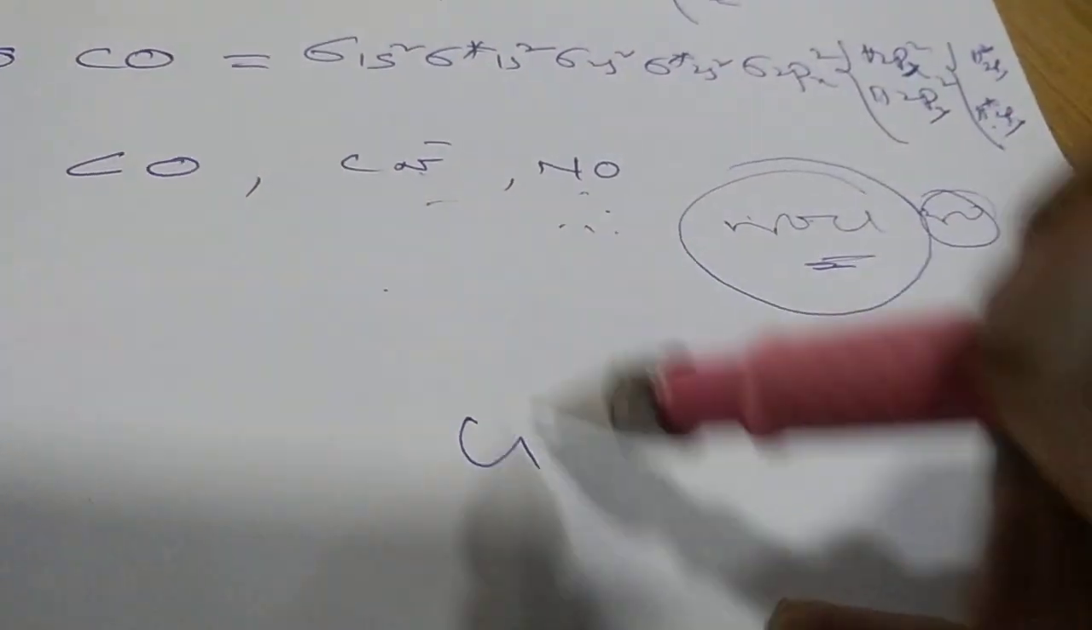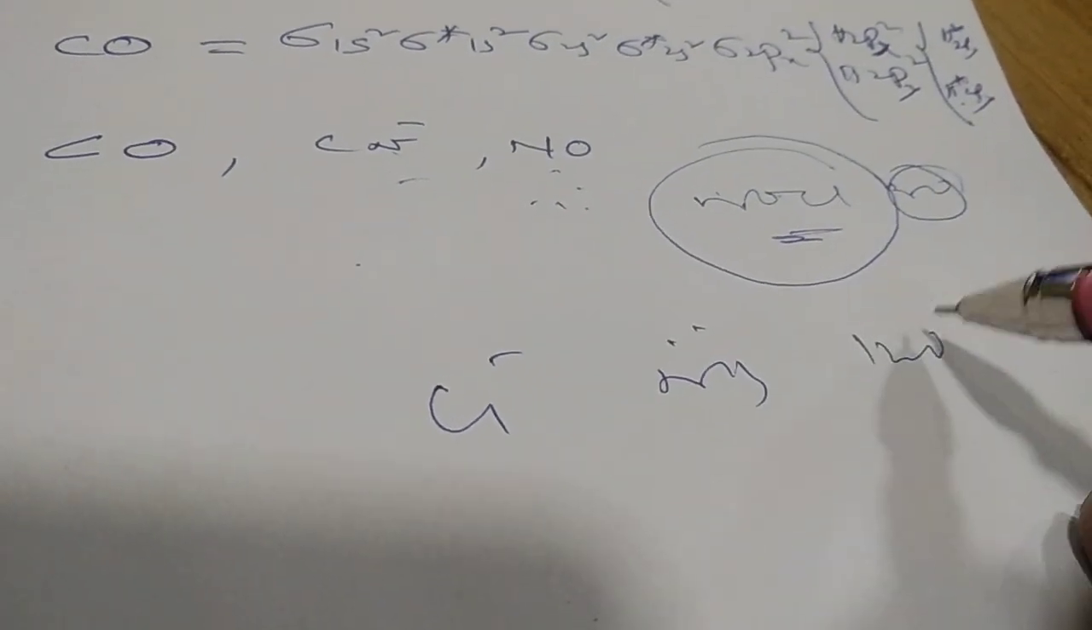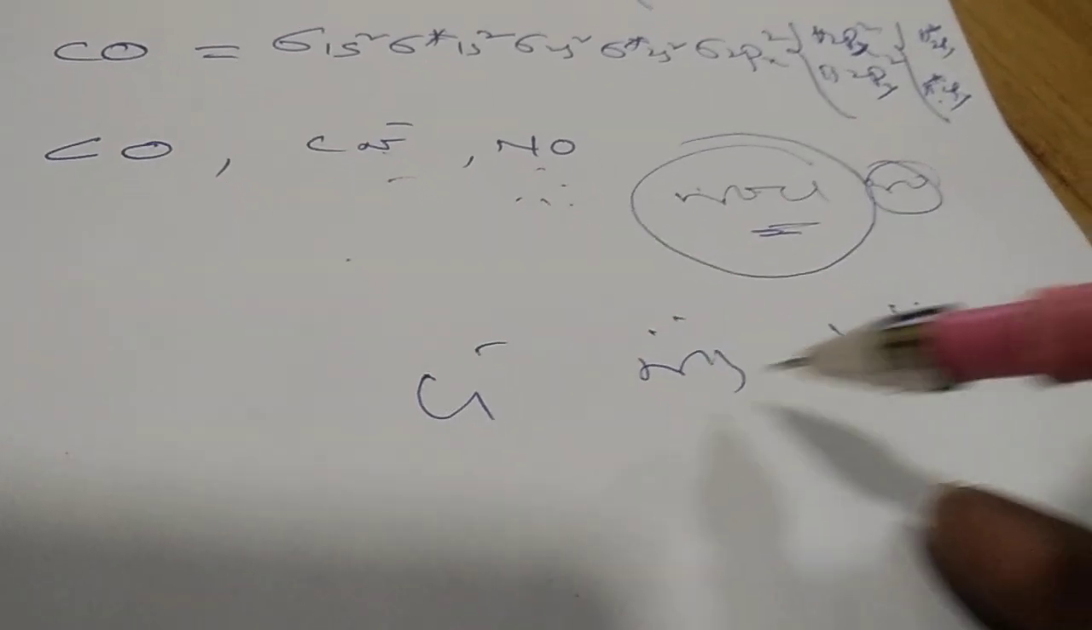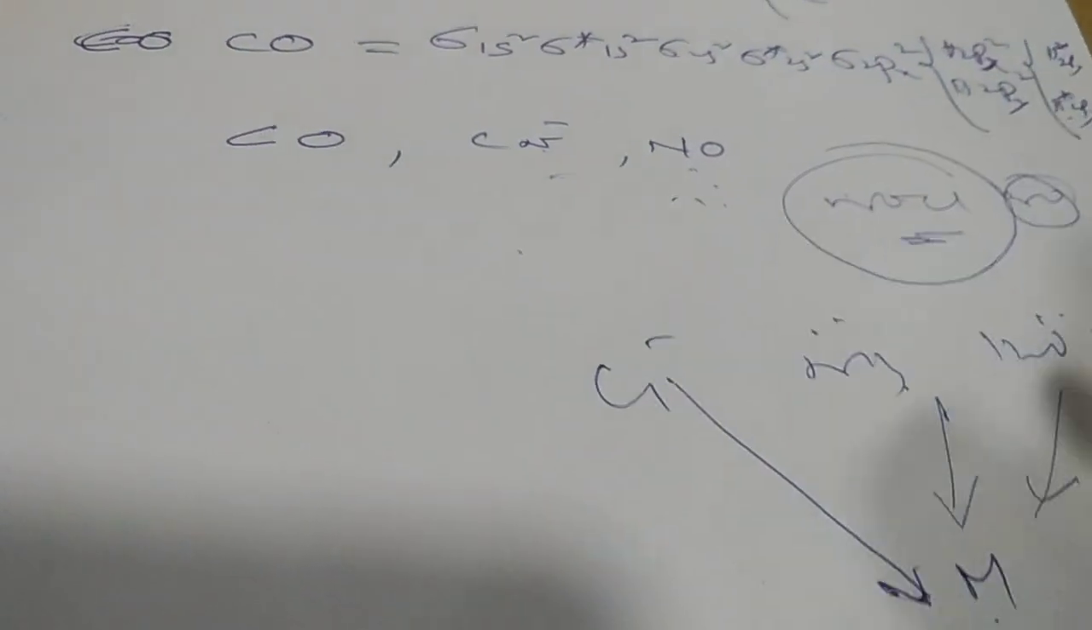Now normally if you talk about Cl minus, ammonia, water, they form bond. The ligand will donate electron towards the central metal. This is called sigma donation. Or if you talk about ammonia and metal, sigma donation. This is also sigma donation. But this type of ligand is slightly different.